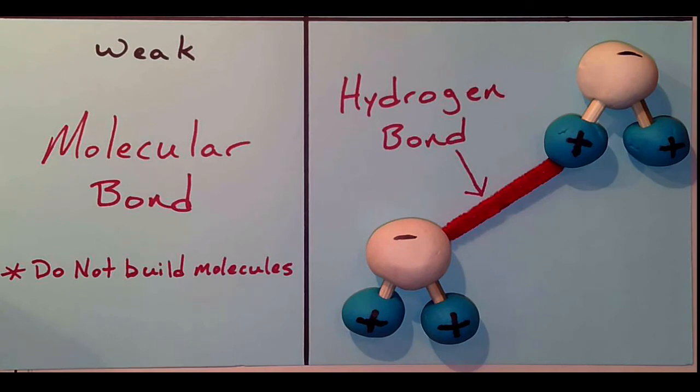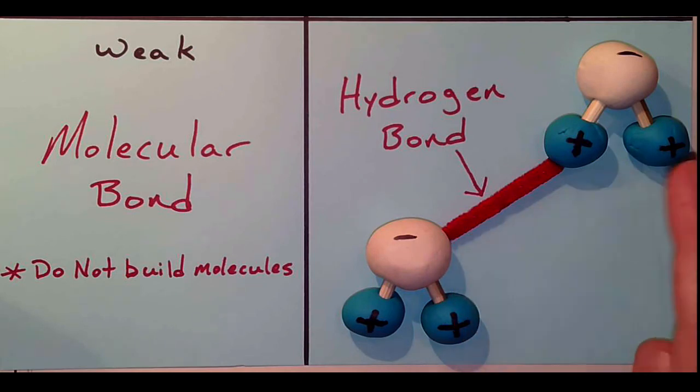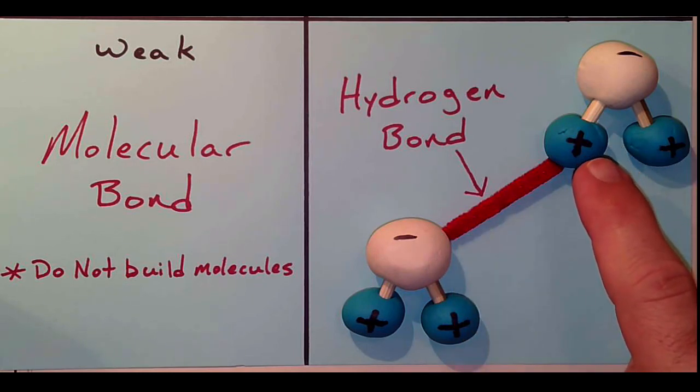So notice that molecular bonds don't actually build a new molecule. They just happen between two molecules that are held together by polar bonds. So again, we got two water molecules here. You can see the negative end of one water molecule is attracted to the positive end of another water molecule, and together that hydrogen bond forms between the two.